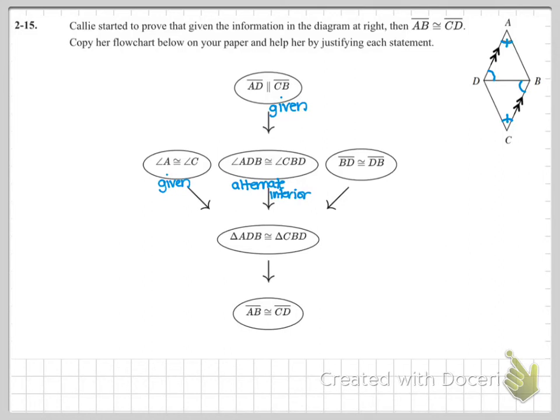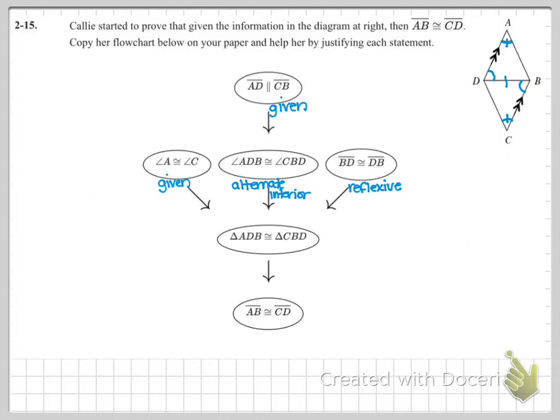All right, then BD congruent to BD. That's not marked in the picture. But if I mark it, I can see that that line segment is shared between both of the triangles. So this is reflexive. So notice all I'm doing is filling in the reasons.